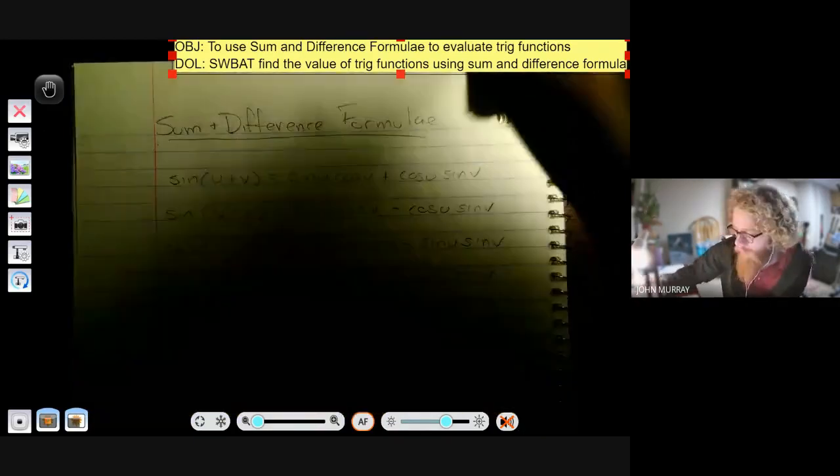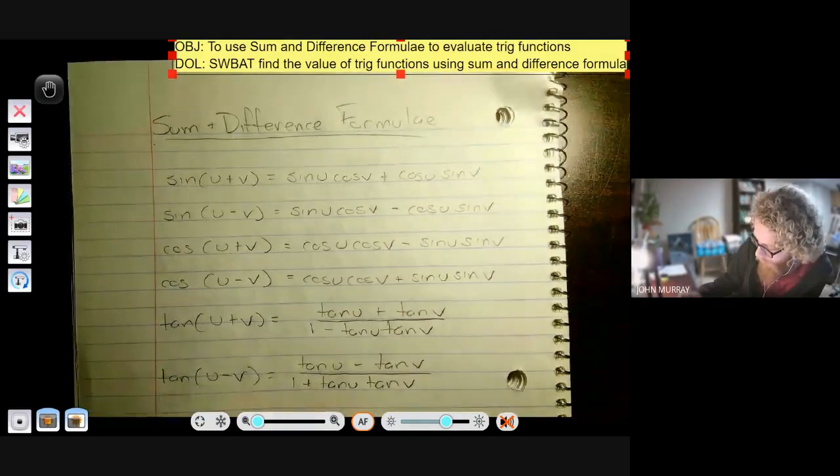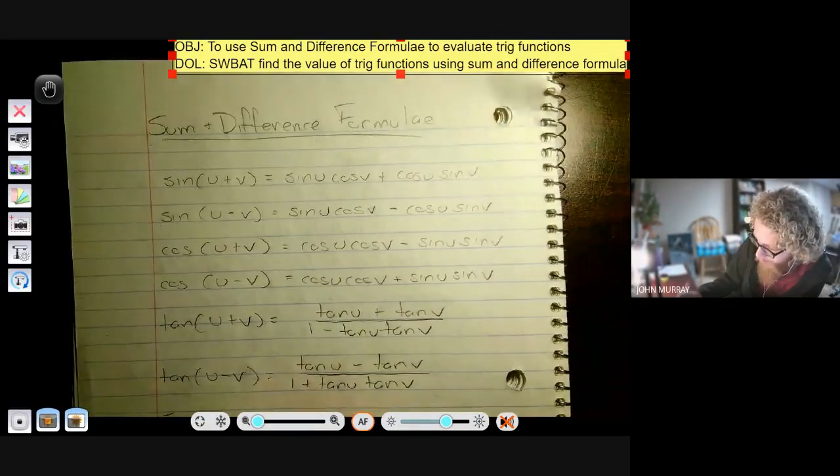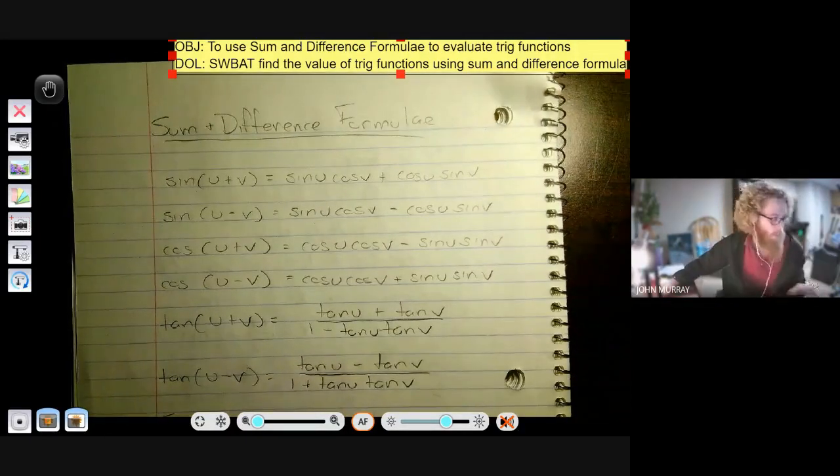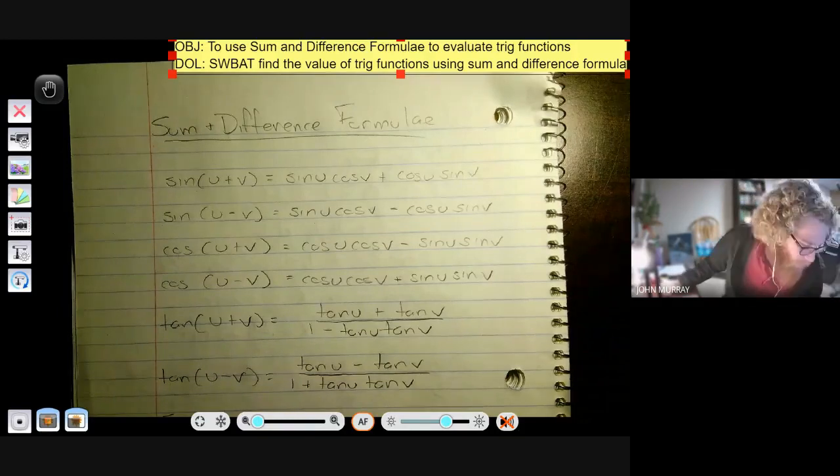All right, so I'll give you one more moment. I'm going to write down some examples down here to highlight when we use these.